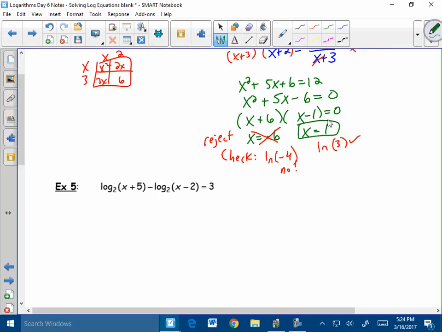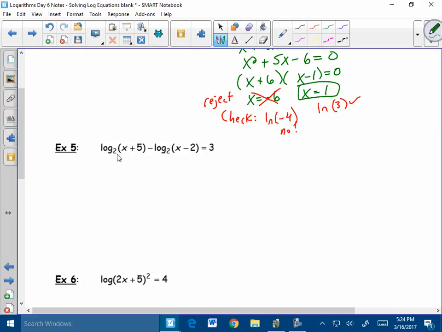Okay, couple more. Log base 2 of x plus 5 minus log base 2 of x minus 2 equals 3. Okay, so logs being subtracted comes from the log of two things divided. So log base 2 of x plus 5 over x minus 2 is equal to 3.